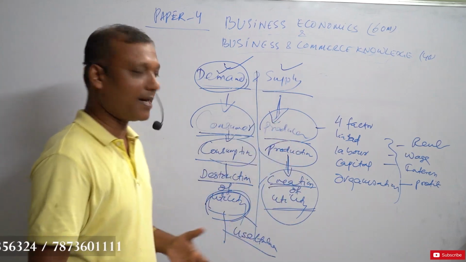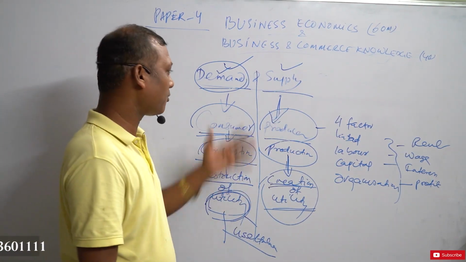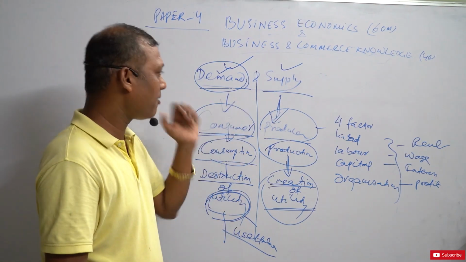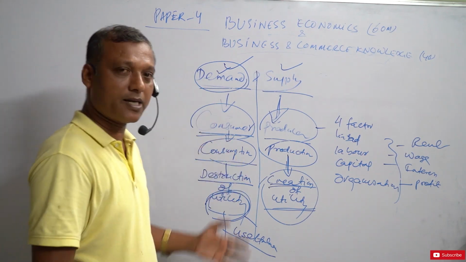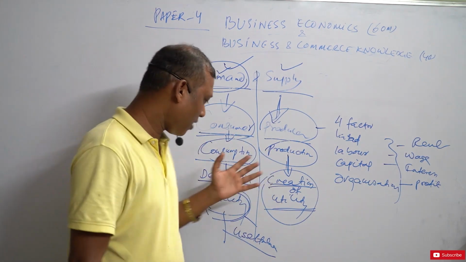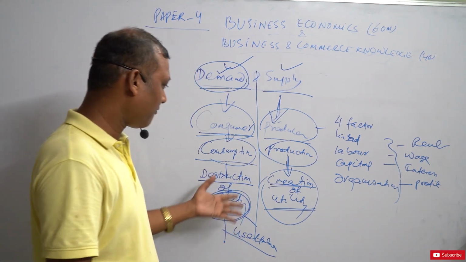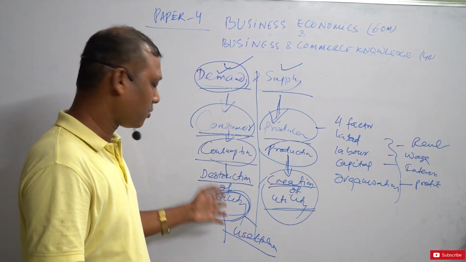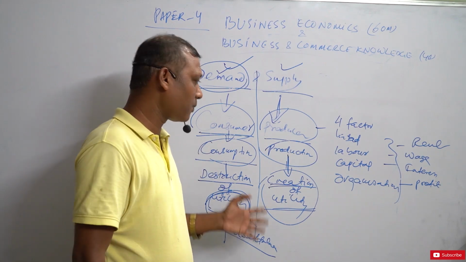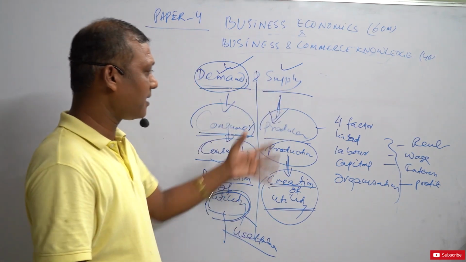So we have discussed many things in your first class. I told about demand. I told about supply. We talk about consumers. We talk about producers. We talk about consumption. We talk about production. I told the meaning of consumption and production. I also told the meaning of utility and usefulness. We discussed everything in detail.